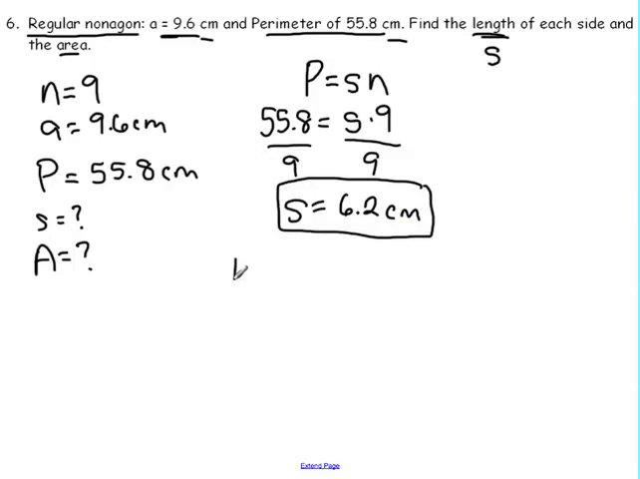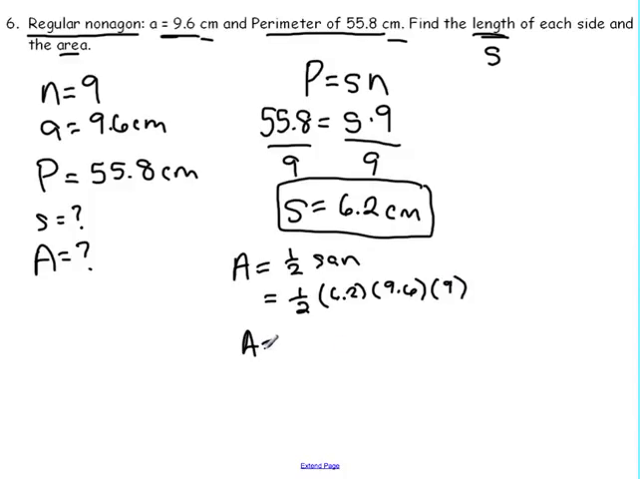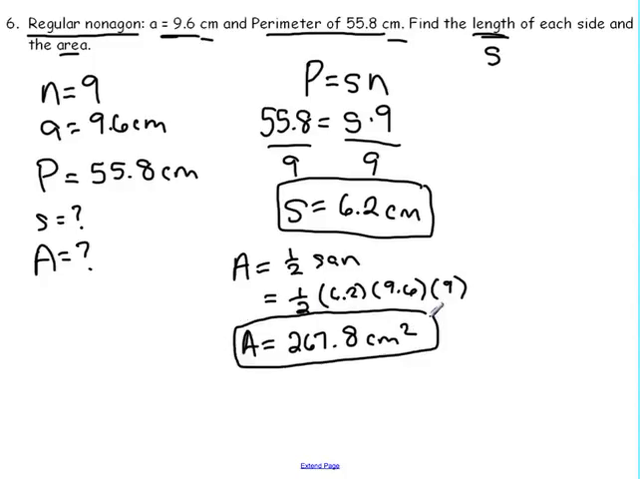Next, I have to find the area. So area equals 1/2 S times A times N. So that's 1/2. My side length I just found was 6.2. My apothem is 9.6. And my number of sides, because it's a nonagon, is a 9. I simply multiply all these numbers together in my handy dandy calculator, and I get 267.8 square centimeters.